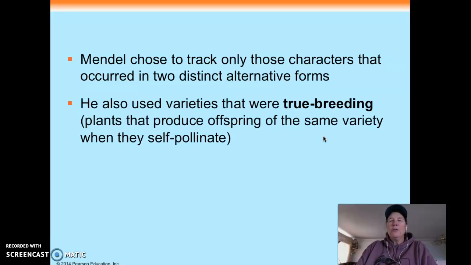Okay. He also used varieties that he called true breeding. Okay. Plants that produce offspring of the same variety. So he would self-pollinate them. He'd take ones with purple flowers and pollinate them with purple flowers. And he had to make sure that all they had were purple flowers. If they had something else in there, then they knew that they weren't true breeding. Okay. He knew that there was another characteristic in there.